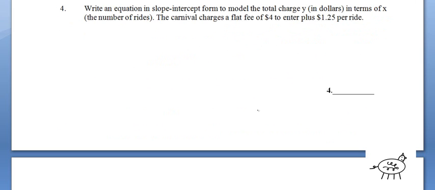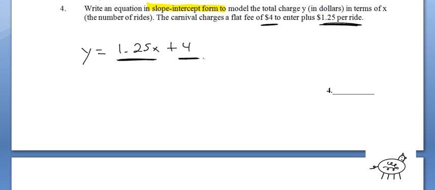Okay, number 4, write an equation in slope-intercept form. So now, be careful, right? Slope-intercept form to model the total charge y in dollars in terms of x, the number of rides. The carnival charges a flat rate fee of $4 to enter plus $1.25 per ride. That's pretty key here, math fans. $1.25 per ride. That's your slope. So y is equal to $1.25x plus $4. This is your variable cost, this is your fixed cost.